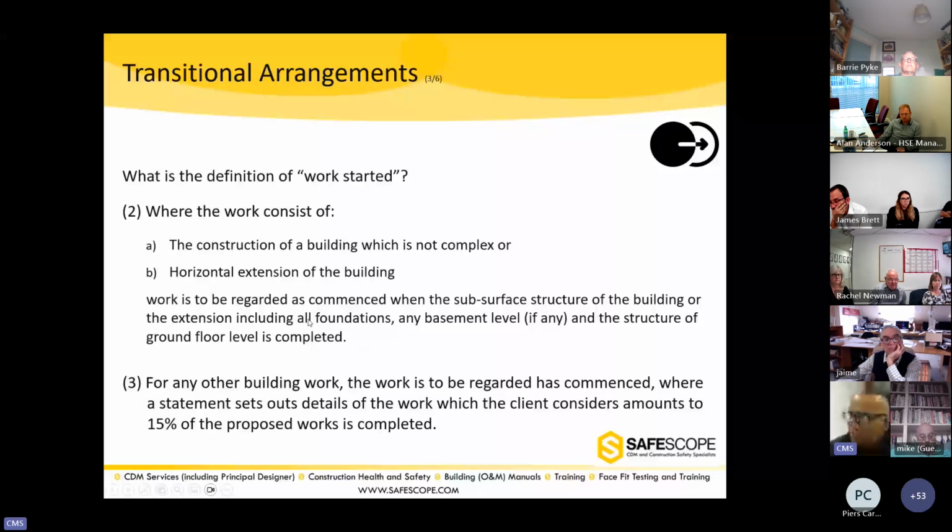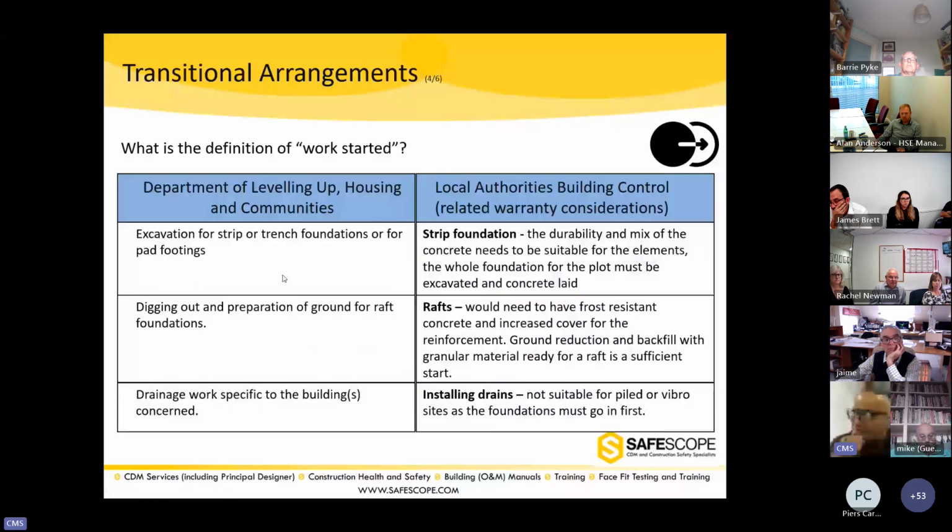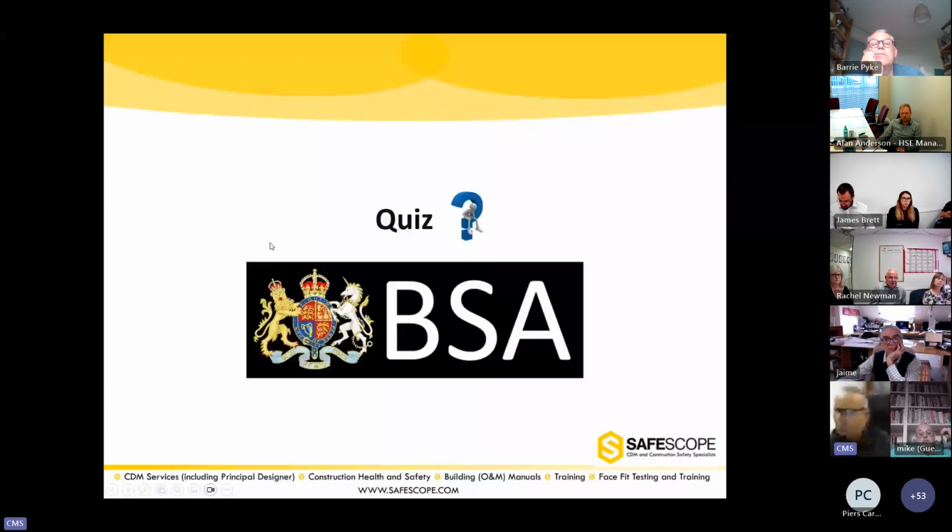There are also definitions given on the local authority building control, LABC, website. You can see the definitions there and also on the recording as well. I'm going to skip through that and come to a little quiz.